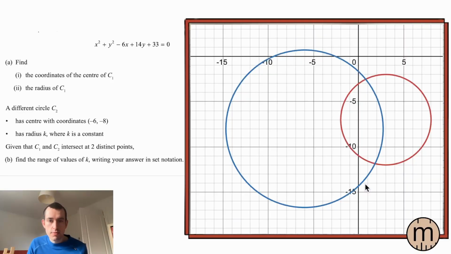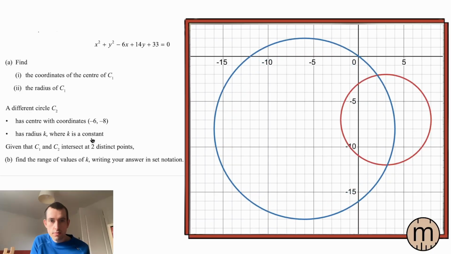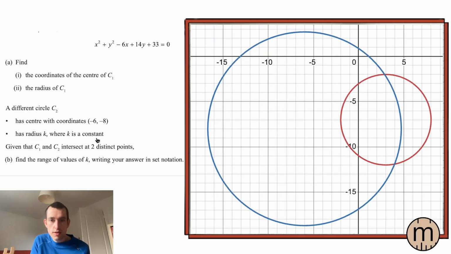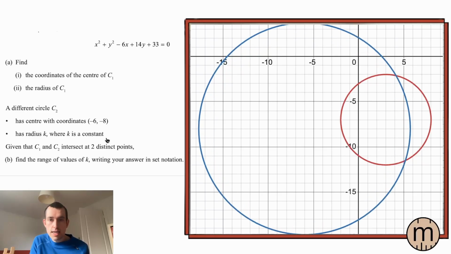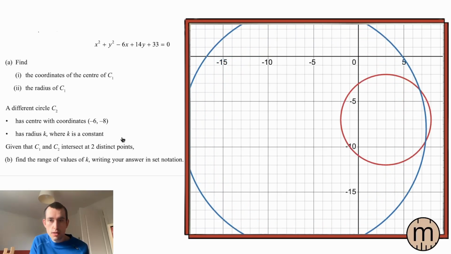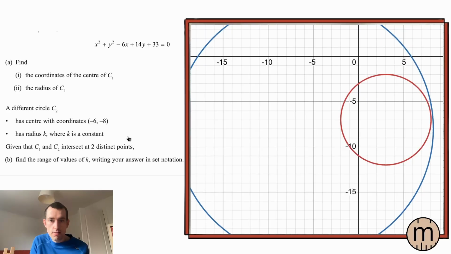I'm going to get a diagram for this. Much easier if I do it in Desmos. What we can see is that the circles intersect. And what I'm doing is I'm currently increasing the value of k. And as k gets bigger and bigger, at some point around here, there are no longer 2 intersections for the circle. So that's going to be the maximum value of k.